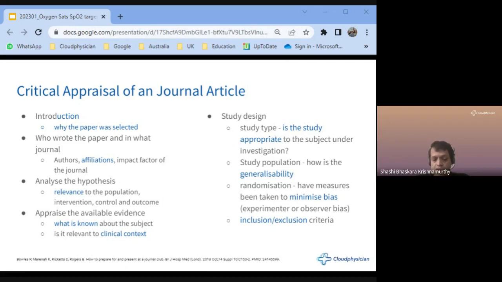The population will tell us about the generalizability, and very rarely, if you have a specific group or a specific race or an ethnic group which has been studied, can you use the results for generalizability. So this design has to be looked at. Bias can happen either from the person doing the study or the observer, and randomization methods can minimize this bias. Has to be looked at.